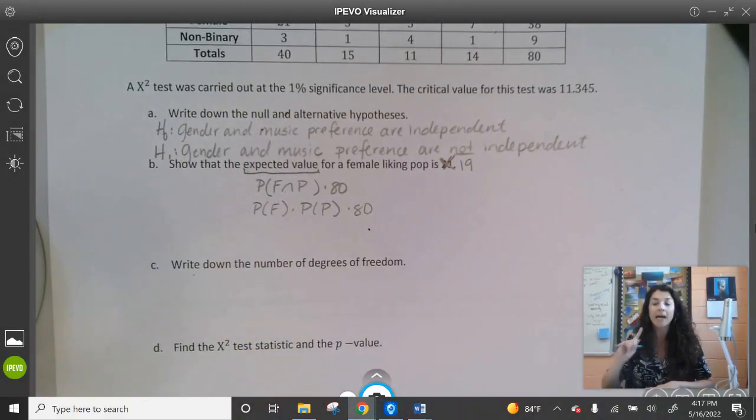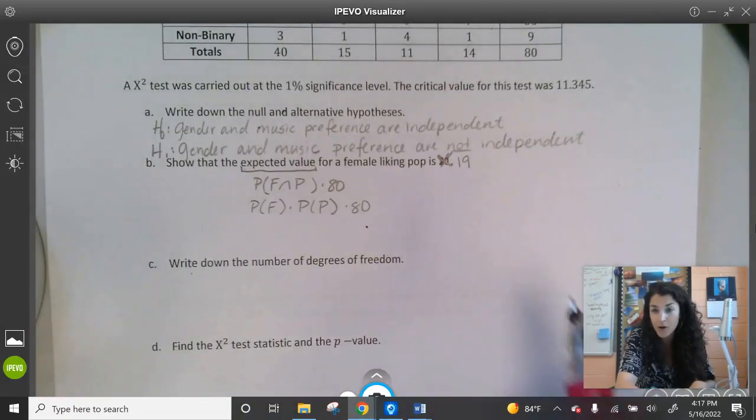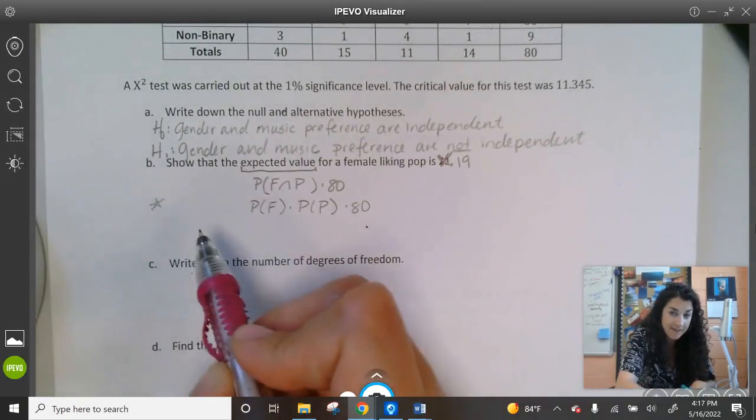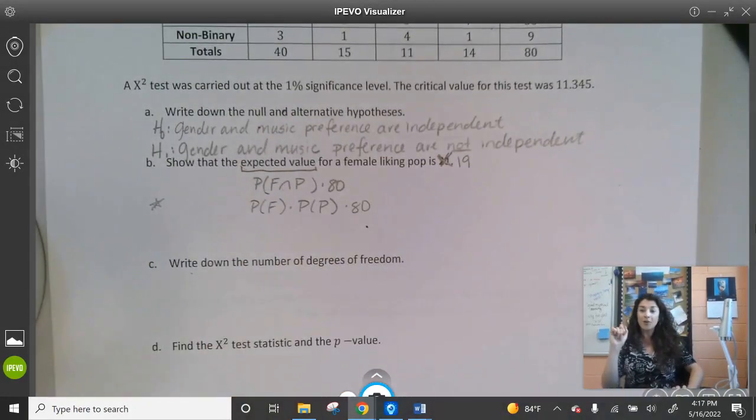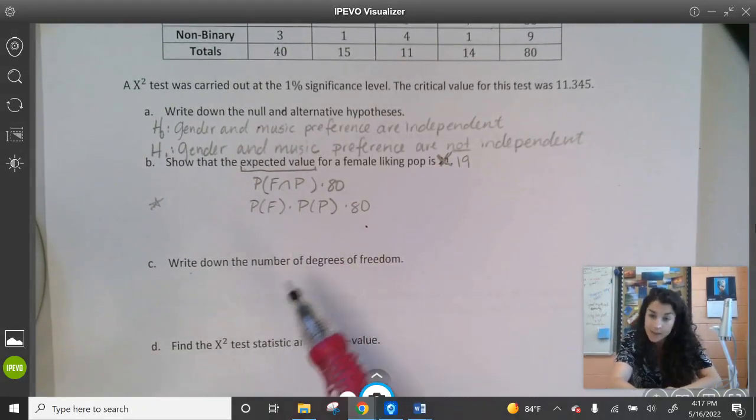So I've broken down that intersection into a multiplication of the two separate things. Now remember, I can only do that if my two variables are what? So remember from unit 7, our probability unit, that we can only break up an intersection into multiplication if the variables are independent.